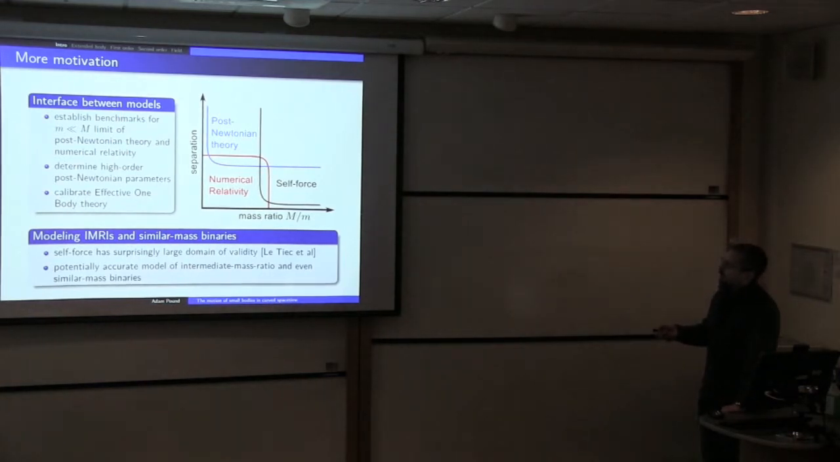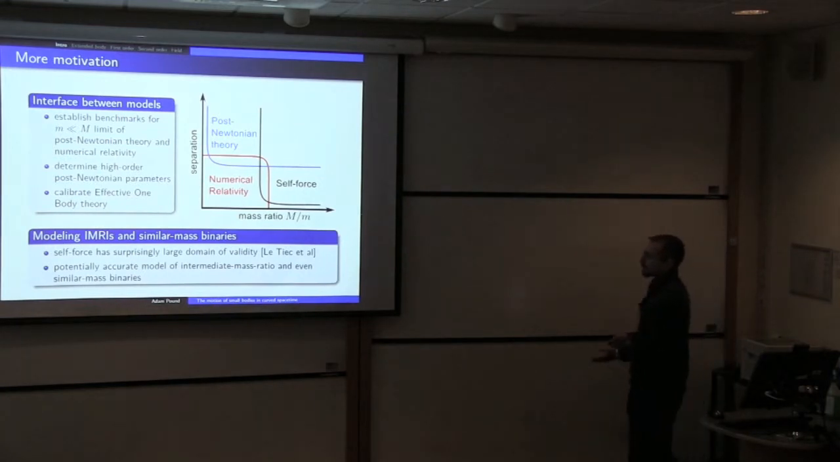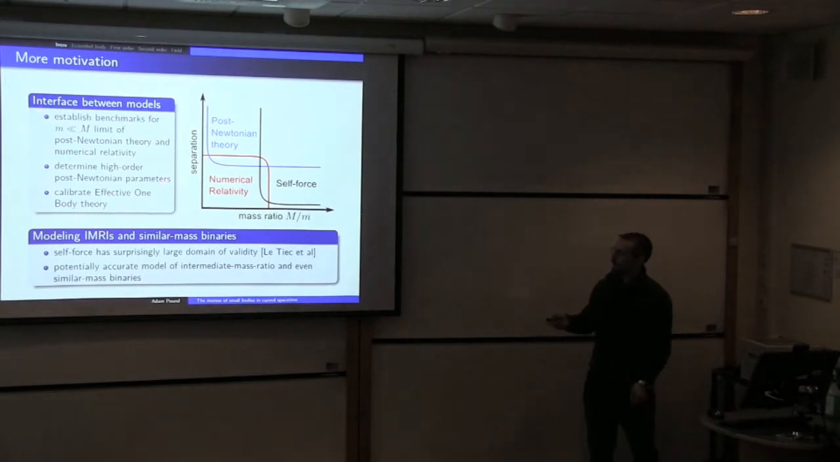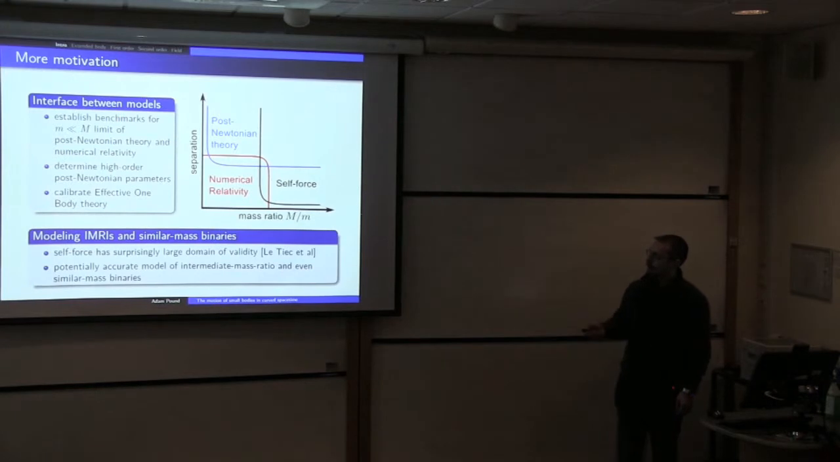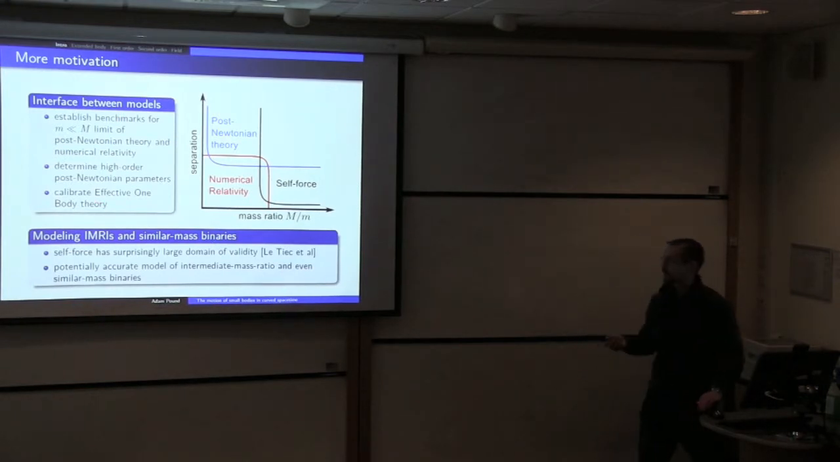Now, you have interfaces between the different theories and areas of mutual applicability. So you can use any one of these theories to assist or compare with other models. So for example, if you have an accurate self-force model, you can use it to establish benchmarks for the extreme mass ratio limit of numerical relativity or post-Newtonian theory. You can also use it to actually directly improve other models, so you can determine high-order post-Newtonian parameters, or you can calibrate effective one-body theory using self-force data.